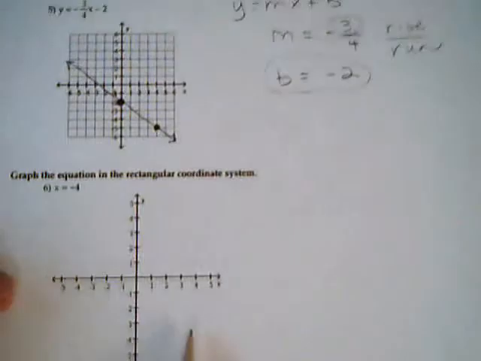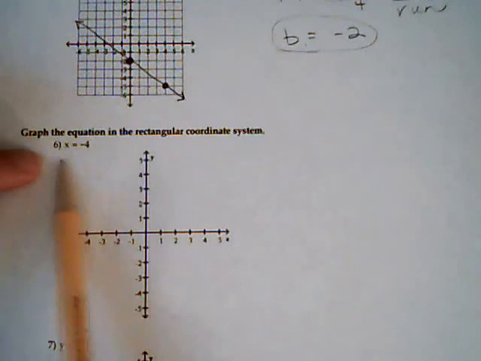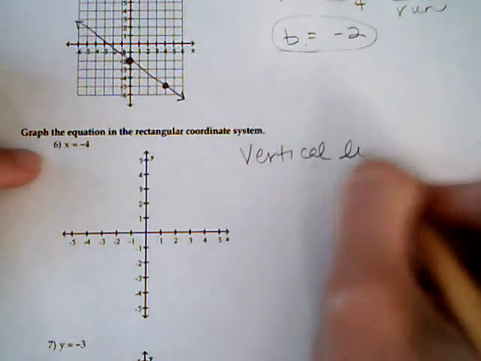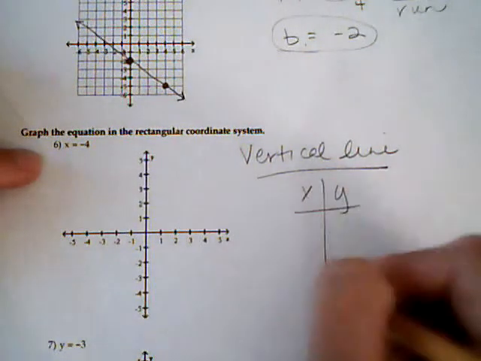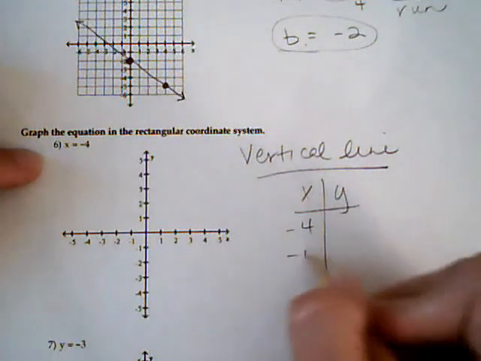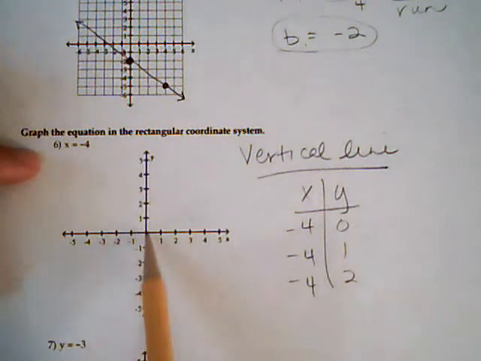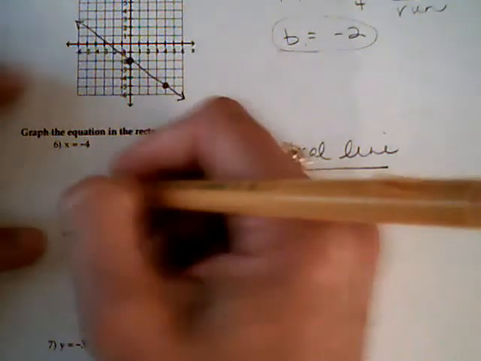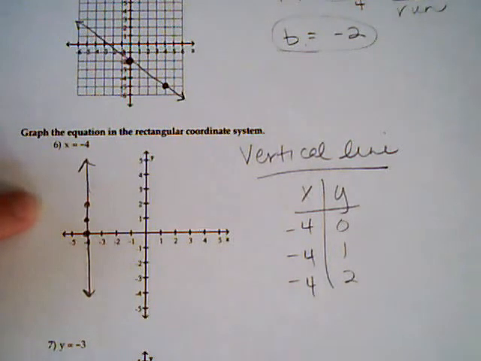Okay, these two, 6 and 7, are kind of the special equations. X equals negative 4. If it's only x equal to a constant, this is always a vertical line. Okay, always a vertical line. If I tried to do an XY chart, since it says x equals negative 4, that means every x value would be negative 4, no matter what I had for y. So if I plotted that, it would form negative 4, 0, negative 4, 1, negative 4, 2. It would form a vertical line.